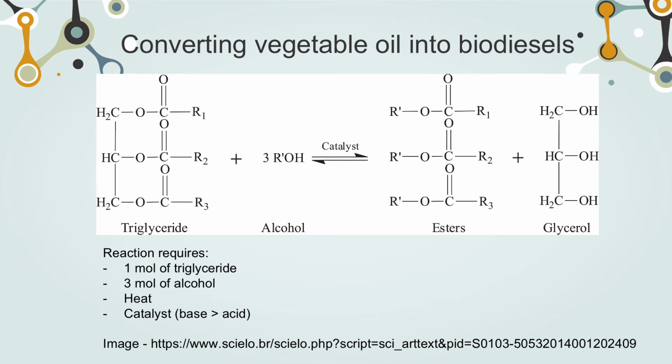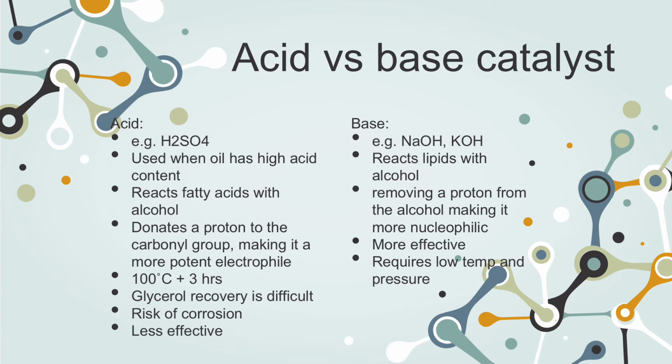We also need a catalyst to speed up the process, so we could either use an acid-driven catalyst or a base-driven one. Using the base as a catalyst is the fastest process and it requires the lowest amount of temperature and pressure levels, but acids can also be used. We would use an acid as a catalyst, for example, sulfuric acid, when our vegetable oil has a really high acid content. It involves the reaction of fatty acids with alcohol, where the acid catalyzes the reaction by donating a proton to the carbonyl group, making it a more potent electrophile.